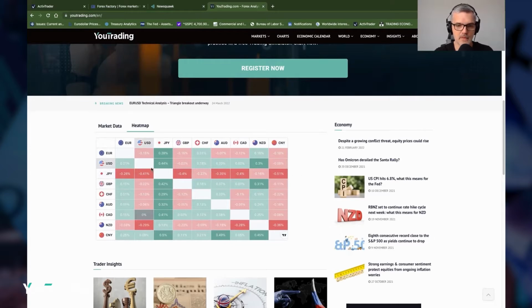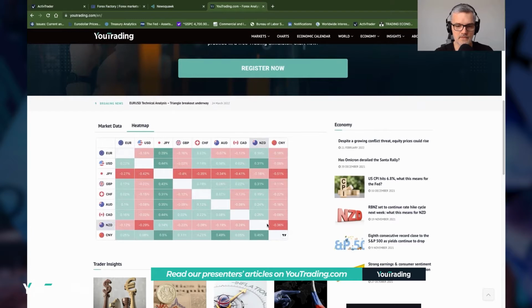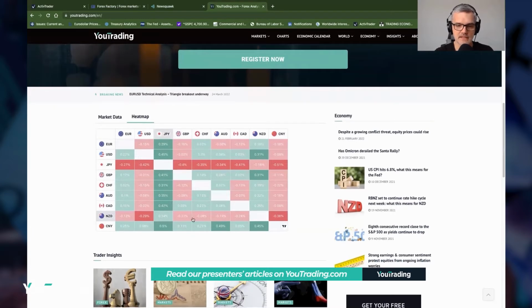So I'm going to dismiss the Swiss franc today because obviously SNB have been talking. Yen sort of shows that there's flows out of the safe haven into the Canadian dollar, which is obviously because of oil. Australian dollar is quite strong as well. New Zealand dollar goes against that.